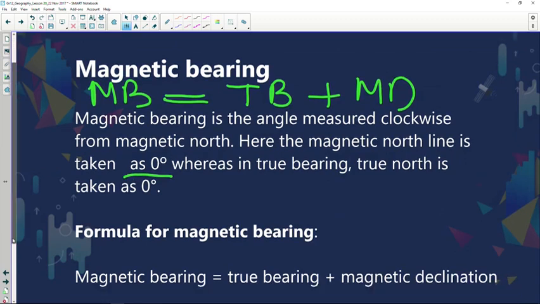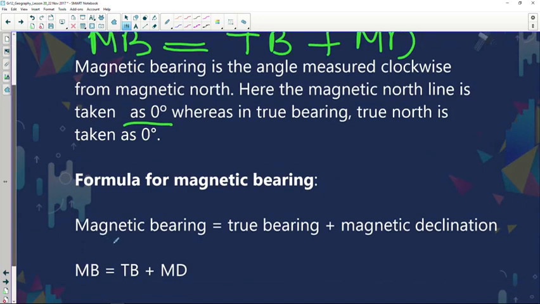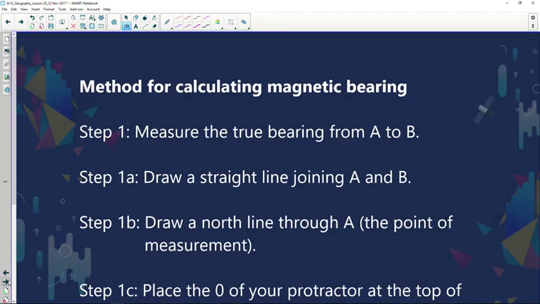Now if you look at the formula, magnetic bearing equals true bearing plus magnetic declination. Now let's quickly have a look at how we're going to do it. Basically, we're going to combine the two steps of what we've done previously and do one calculation. I will quickly want to go back to our topographical map, and then I will continue with the magnetic declination.